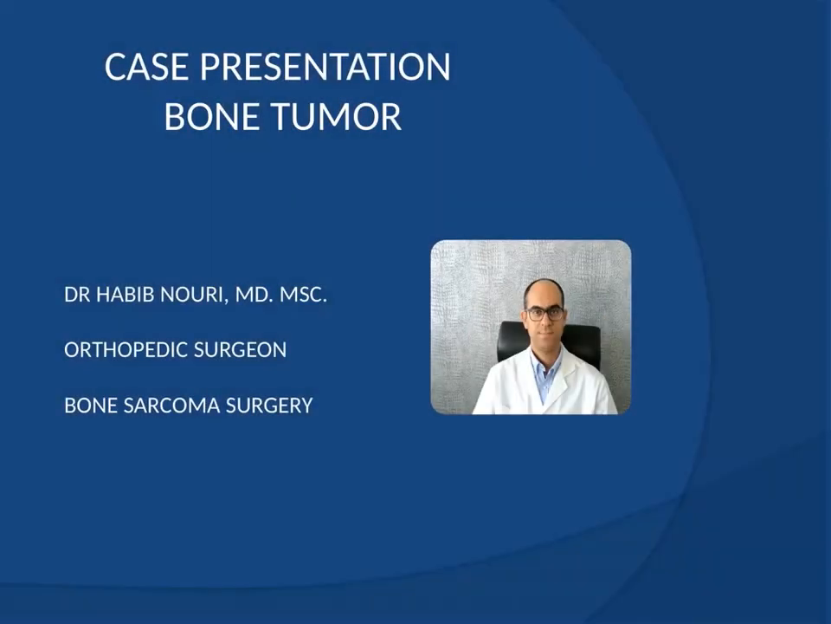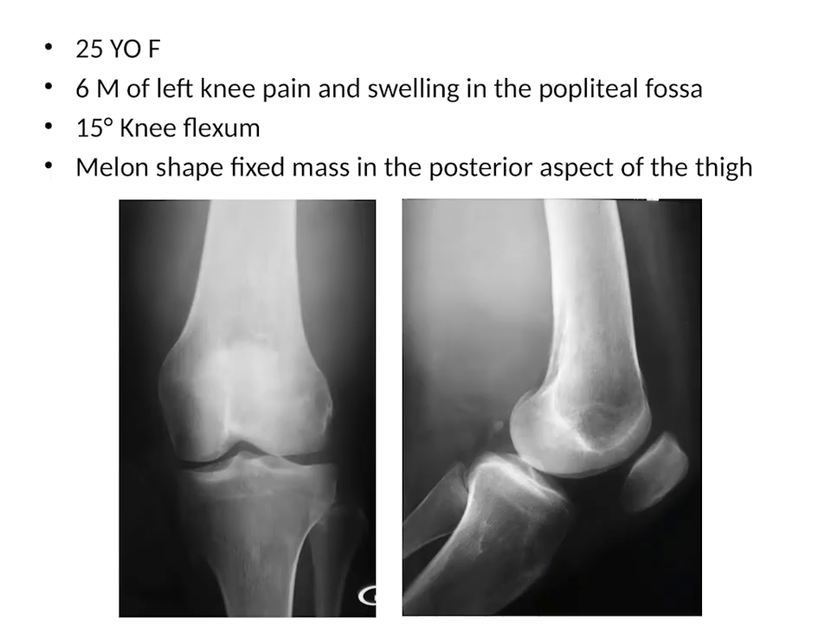Dear colleagues, this is a new case and a new tumor. Today we are going to talk about the small round cell tumor. It's a 25 years old female with a 6 months history of left knee pain and a progressive swelling in the popliteal fossa. The patient had a flexum of the knee, and we have observed a melon-shaped fixed mass in the posterior aspect of the thigh.